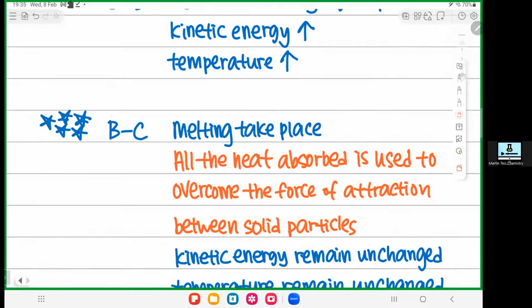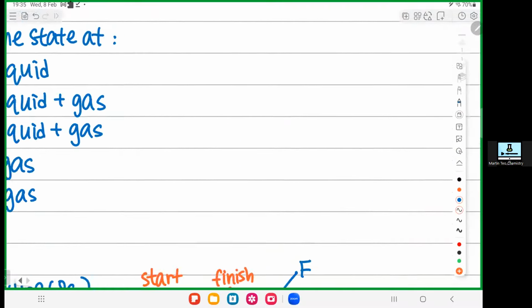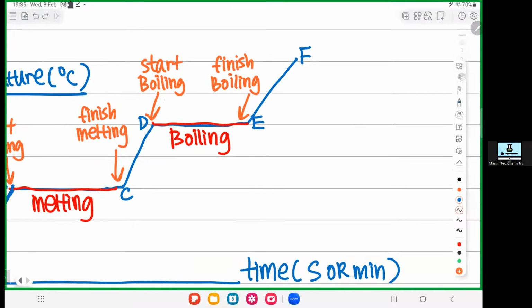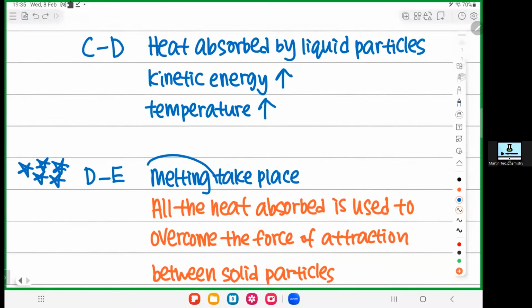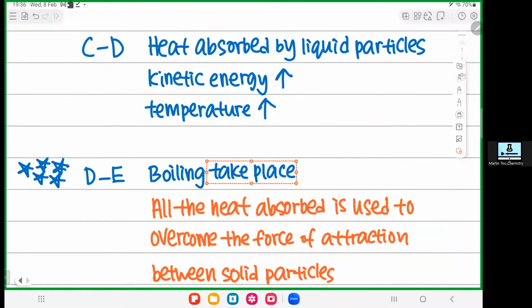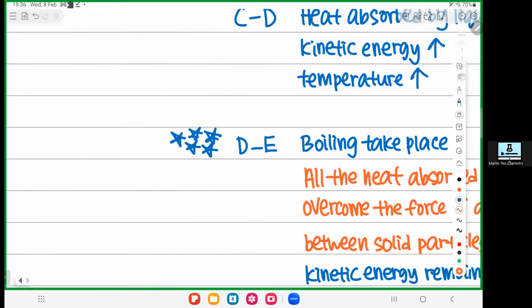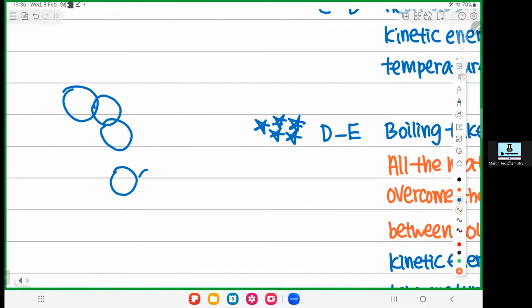So here we have D to E. What is the process that takes place? D to E is here, so this is boiling. Just change the word here to boiling first. Boiling takes place. So during boiling, what happened? All the heat, where does it go? Boiling wants to change the liquid to become gas.